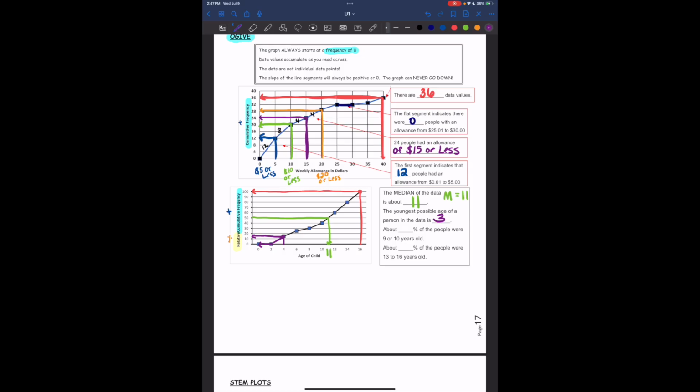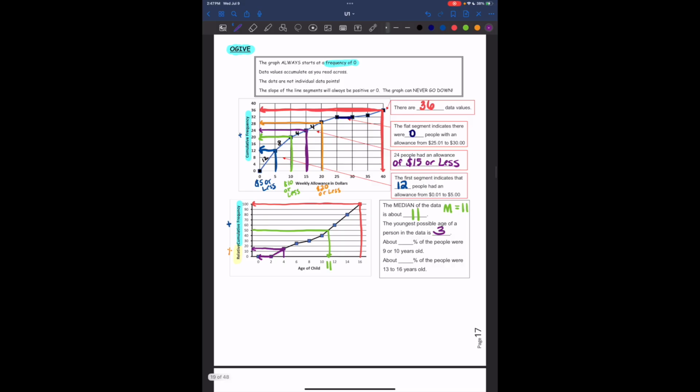It says about what percent of the people were 9 to 10 years old. So we'd have to find where that is, 9 to 10 years old. Here's 10 or less, but we really just care about this section here. How many people in there? Because this would be 8 and less. So this is like 9 and 10 and less right here. How many people in there? Well, if we look over here percentage-wise, that section appears to go up by 10% of the people in there.